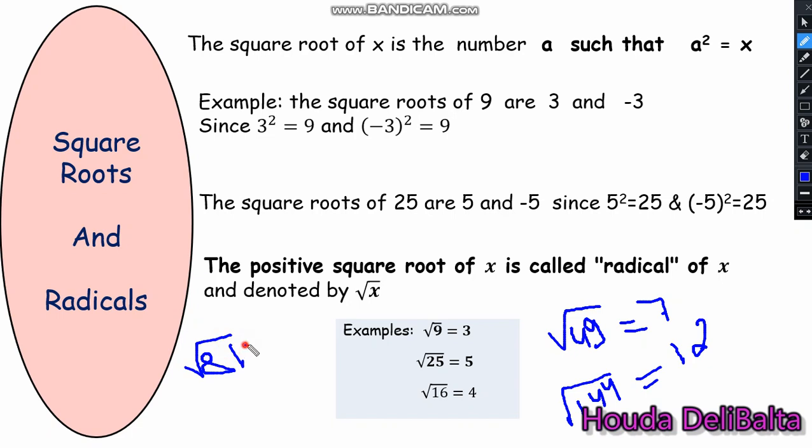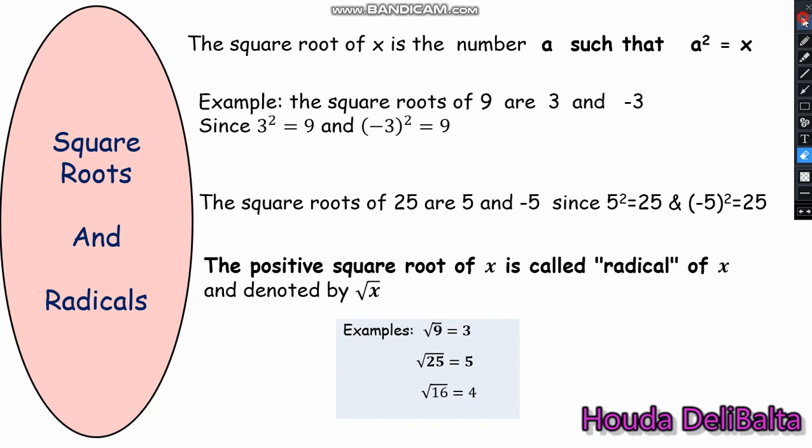So the numbers inside the radicals here are called perfect squares because they can be decomposed into prime factors with even exponents, and their answer is definitely a natural number without decimals. Let's see what we have also to know about radicals.